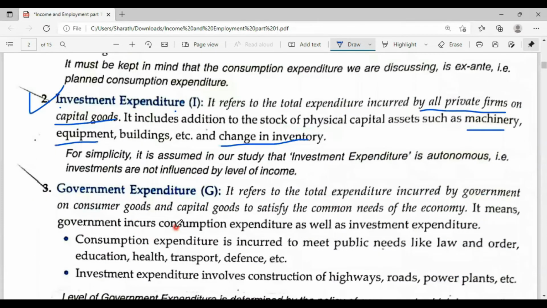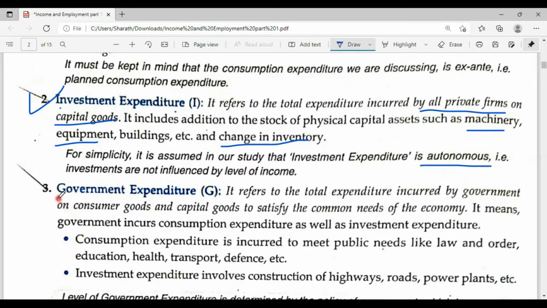In Keynesian theory, we have another assumption on investment expenditure. Here we take investment as autonomous investment. Autonomous investment is that investment which is not influenced by income. Whatever the level of income, investment remains constant. This is the next assumption we see in Keynesian theory.